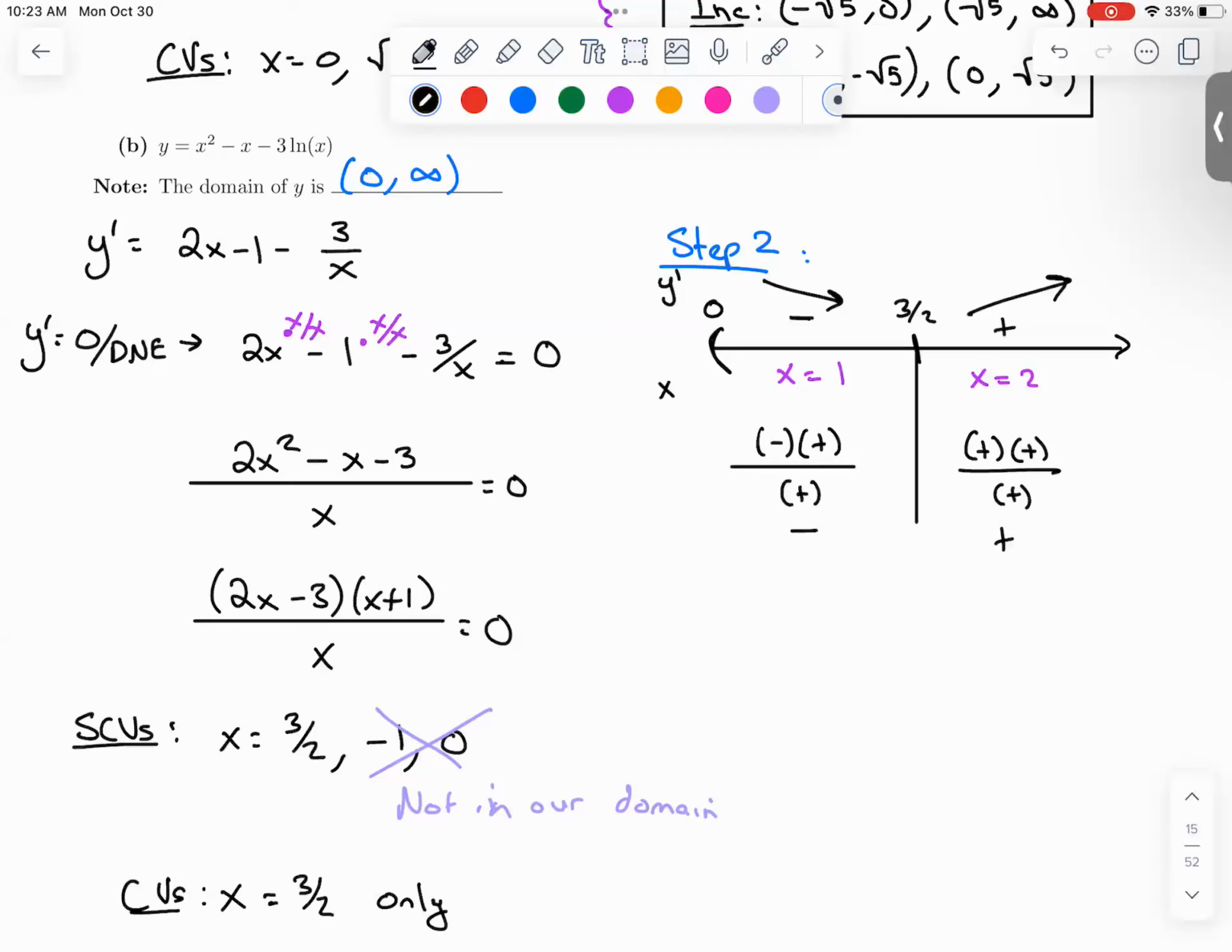So we've got our intervals of increase and decrease. We've created our sign chart. All we need to do, places where the derivative was positive is where it's increasing. So it's increasing from 3 halves to positive infinity, and it's decreasing from 0 to 3 halves.